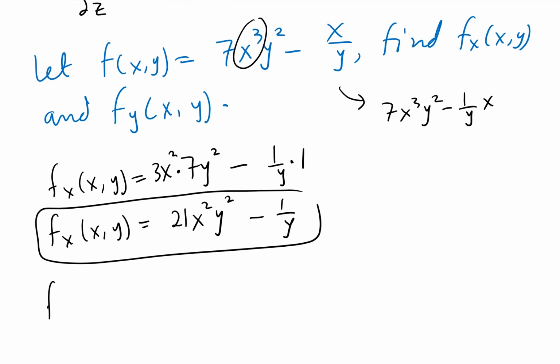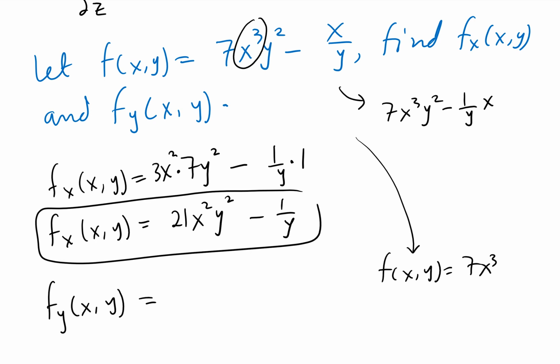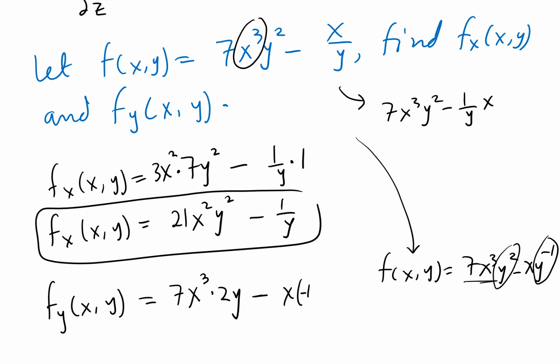For the next one, f sub y of x, y, first thing I'm going to do, I'm going to write the function again here. But I'm going to rewrite it. Instead of having a fraction, I'm going to bring it up like so: x y to the negative 1. So now this part, the 7x cubed, stays the same. That's a constant. Derivative of y squared is 2y. Minus, keep x the same. Derivative of y to the negative 1 is negative 1 y to the negative 2.